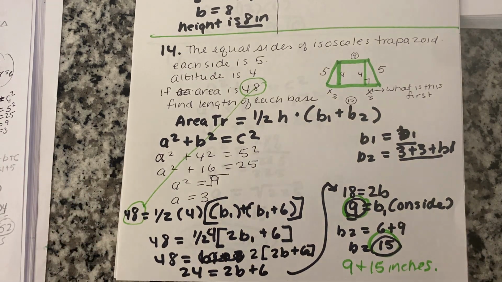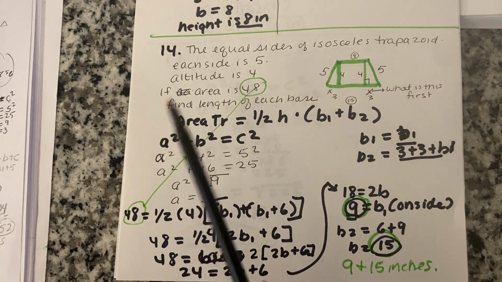Okay, number 14 says, the equal sides of an isosceles trapezoid each measure 5 and its altitude measures 4. If the area of the trapezoid is 48, find the lengths of its bases. So we're going to have to use the formula for the trapezoid. This takes a lot of figuring, because when I first did it, I used an isosceles triangle, and I really missed this altogether. I forgot that it was a trapezoid. I just looked at it and said, oh, isosceles triangle. But now I realize, oh my goodness, that I have to do the trapezoid formula.